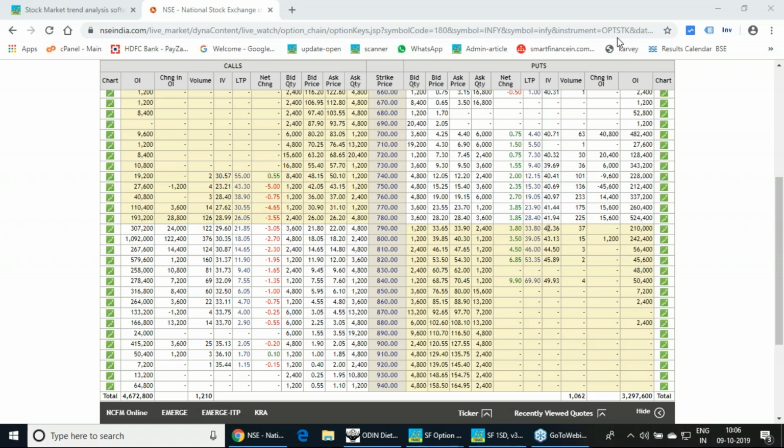So what is the simplest strategy we can form in this Infosys? Lot size is very big, 1200. So 1200 is the lot size. So what is the simplest strategy we can form in this?